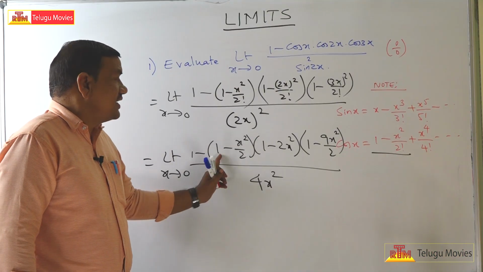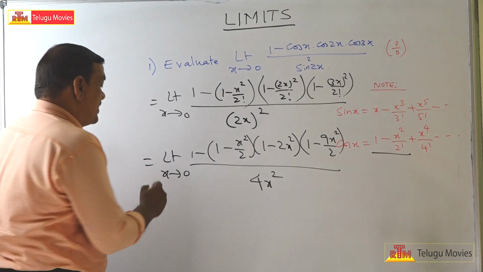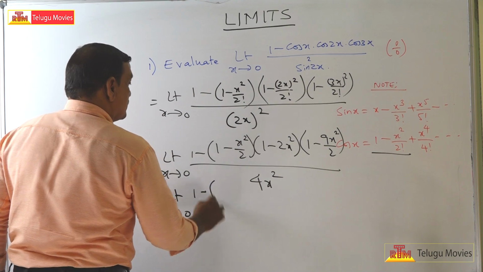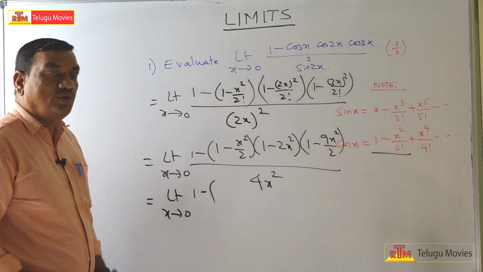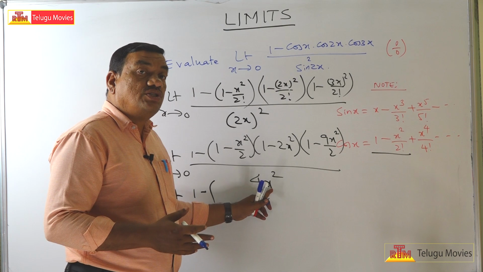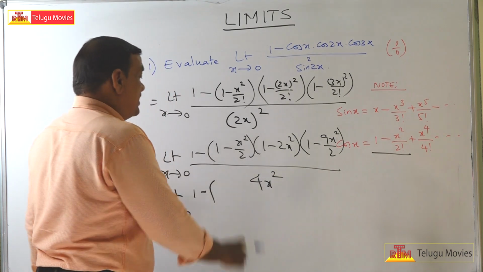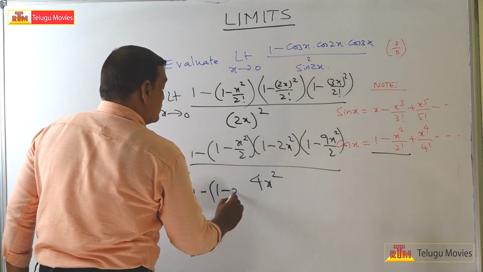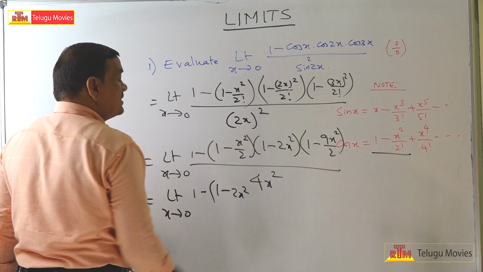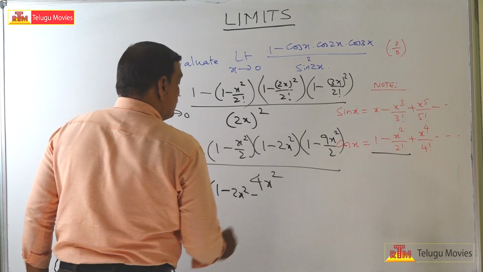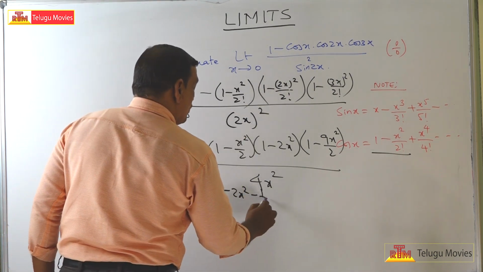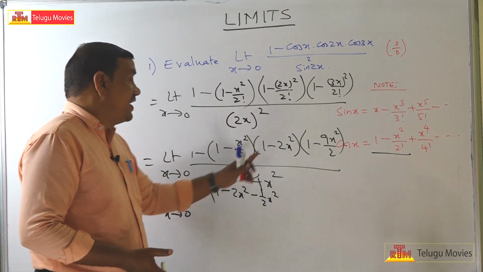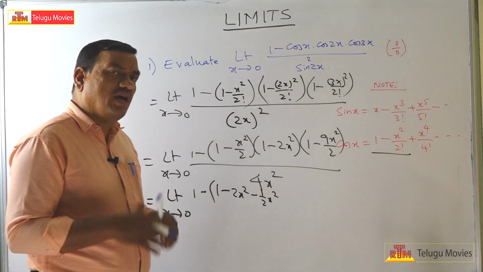Here, let us multiply these two. Limit x tends to 0, 1 minus of... Now if you multiply these two, avoid the powers which are more than 2. That is 1 into 1, 1, take it. 1 into 2x minus 2x square, you take it. Minus 1 by 2x square, you take. Here x square into x square, x power 4 will come, x power 4 by x square will come, you can avoid that.